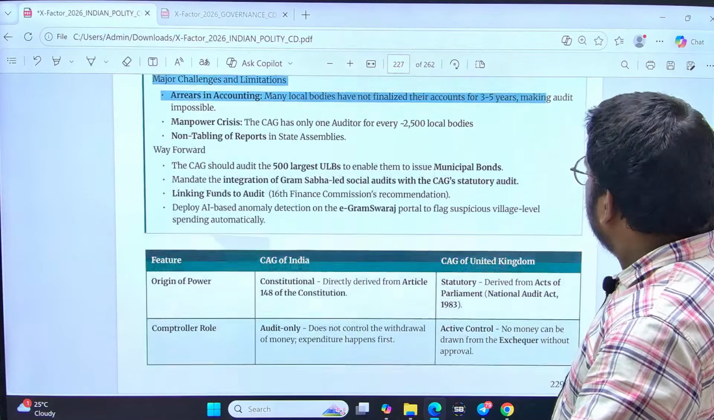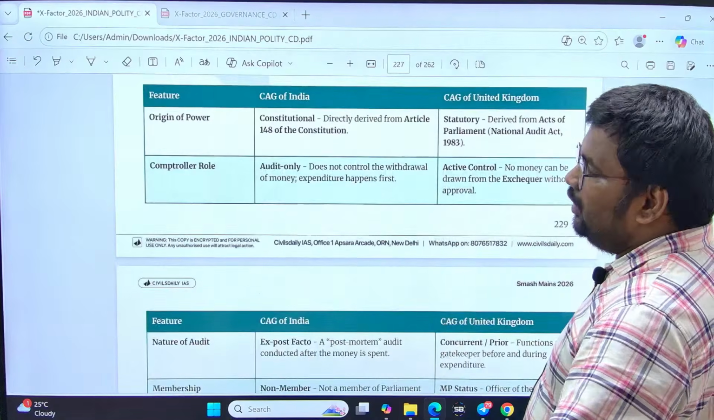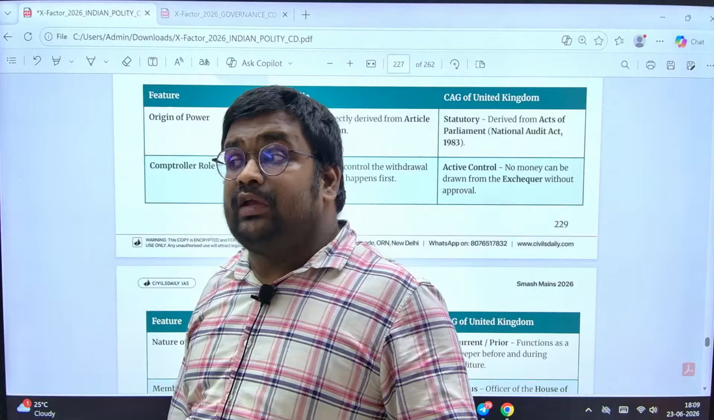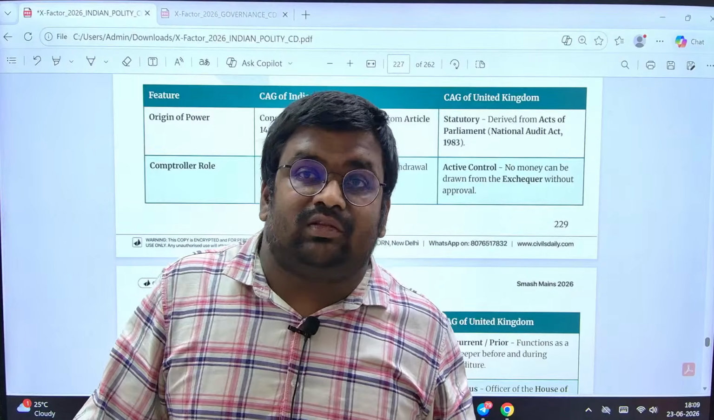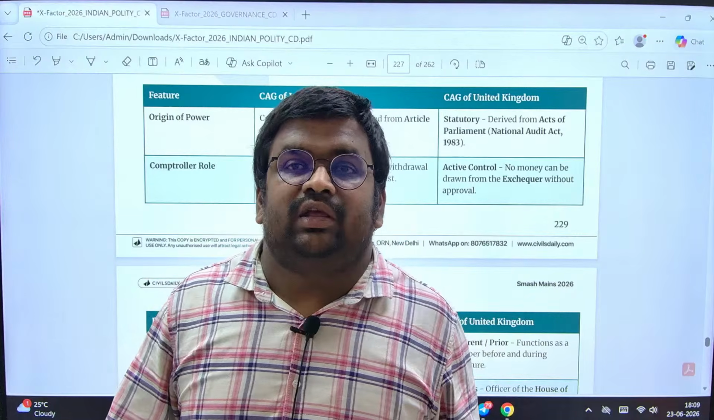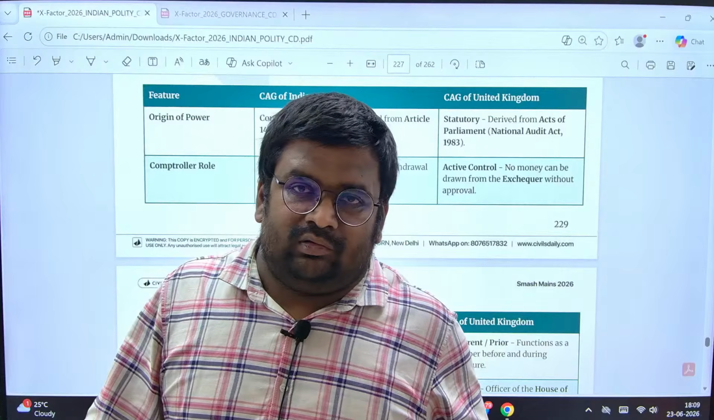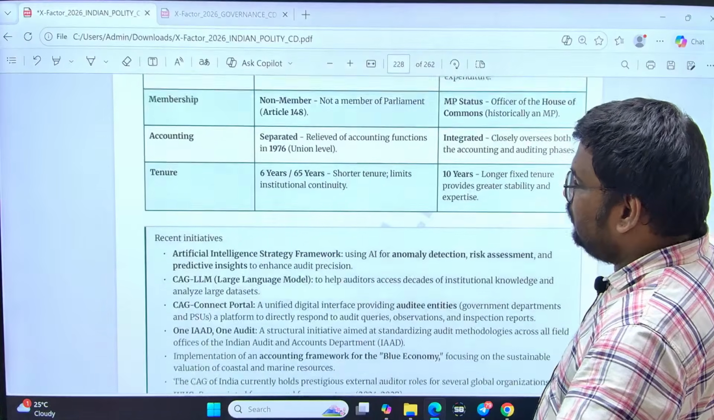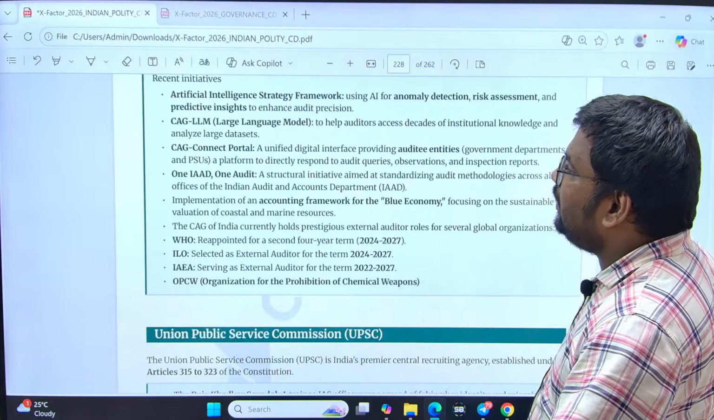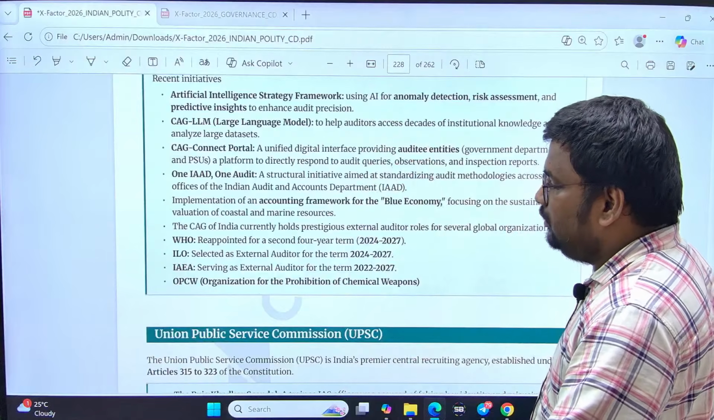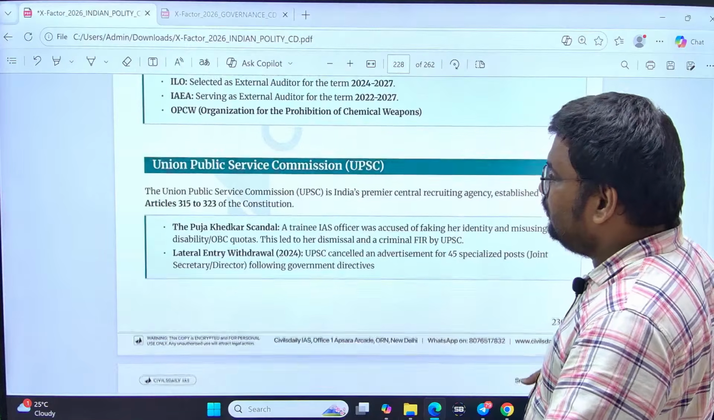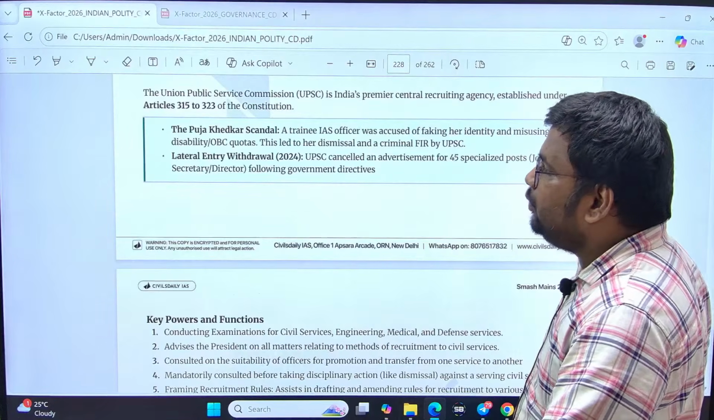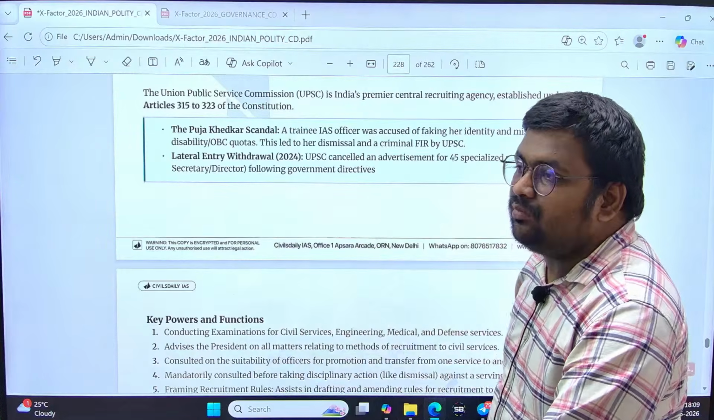Then in the comparison part, they can ask you, because the office of CAG is taken from UK. So they can ask you to compare and contrast the powers of CAG in India and UK. Okay, so that also you get covered. And then recent initiatives by CAG. As an example you can use. Similarly UPSC. Okay, so recent news related to the UPSC, in that context your question can be made.